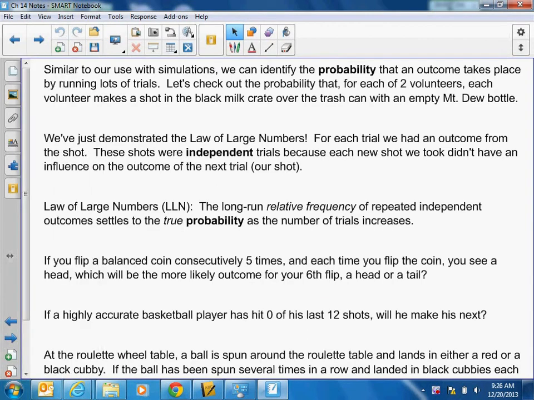Similar to our use of simulations, we can identify the probability, that is the percent chance that an outcome takes place, by running lots of trials. Let's check out the probability that each of two volunteers makes a shot in the black milk crate over the trash can with an empty Mountain Dew bottle. Well, law of large numbers, etc.